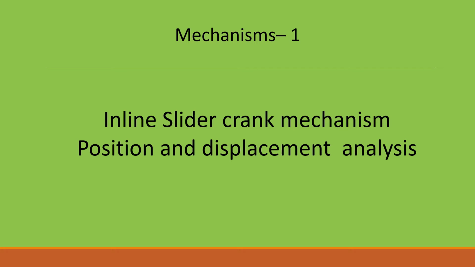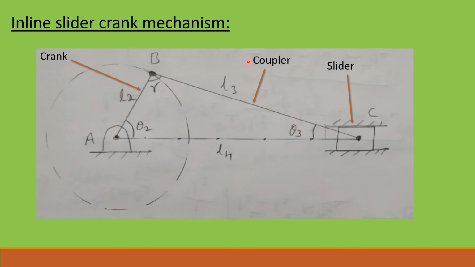Today I am going to discuss position and displacement analysis of inline slider crank mechanism. Here is a typical inline slider crank mechanism with fixed link length L4, crank L2, coupler L3 and C is the slider. So angle between L4 and L2 is theta 2, angle between L2 and L3 is gamma, angle between L3 and L4 is theta 3.